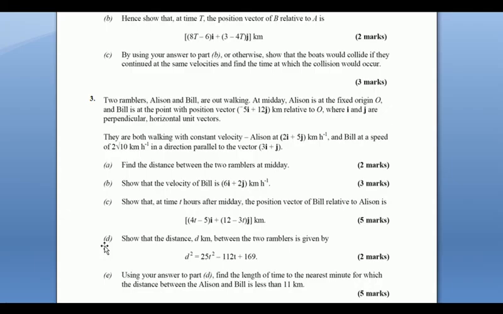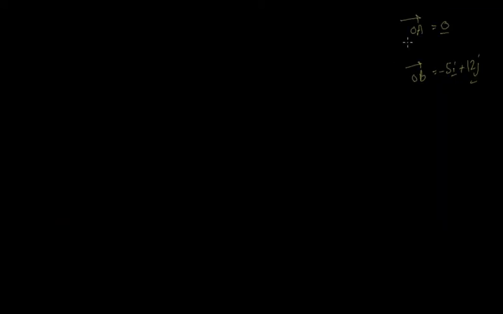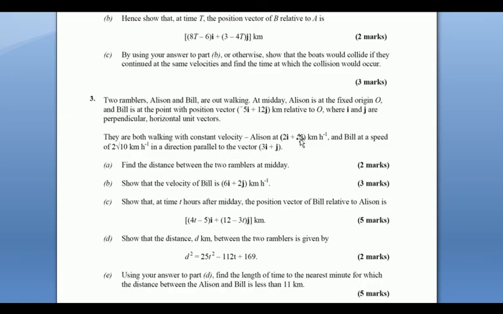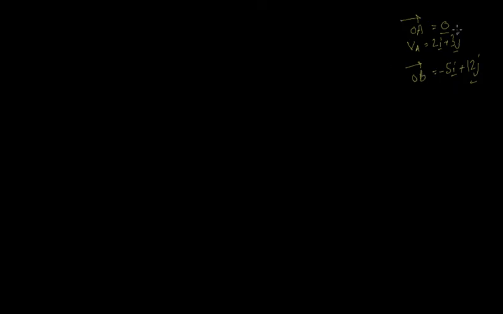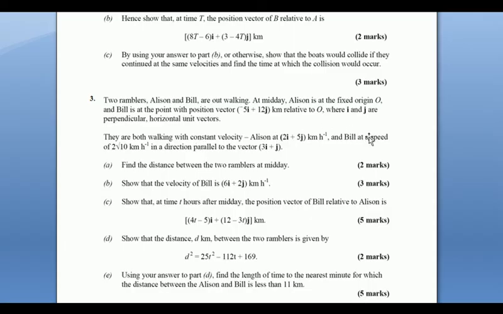Now we need the velocities. They are both walking with constant velocity. Allison is 2i plus 3j. So velocity of A is 2i plus 3j. It was 2i plus 5j. And for B, we don't know the velocity.